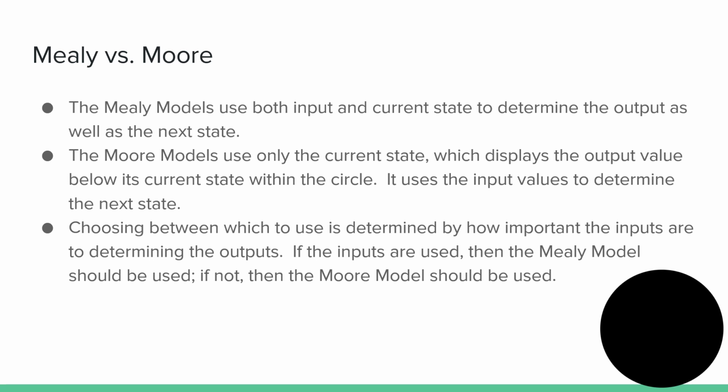Choosing between which to use is determined by how important the inputs are into determining the outputs. If inputs are used as well as the current state, then the Mealy model should be used. But if only the current state is important when determining output, then the Moore model should be used.